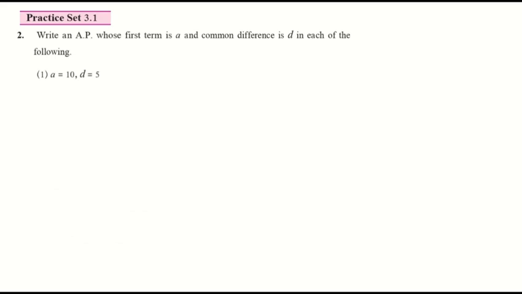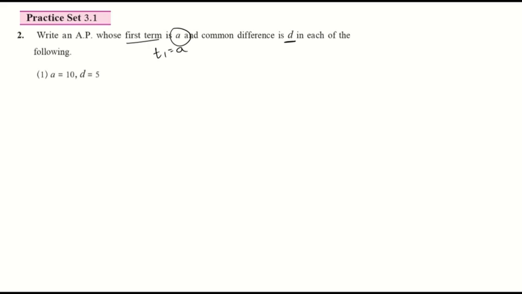Moving on to second question of practice set 3.1. Okay, so here the question is, write an AP whose first term is a and common difference is d in each of the following. So here first term is a, that is t1 is a, and common difference is d. Now here we need to find the AP.